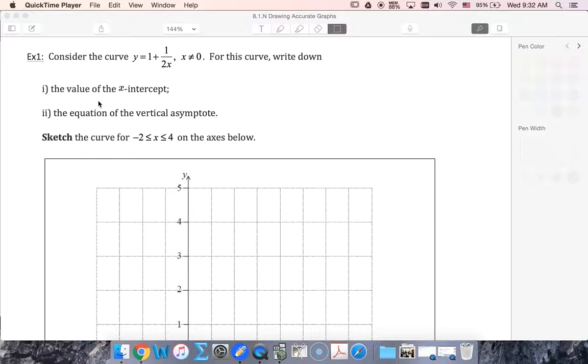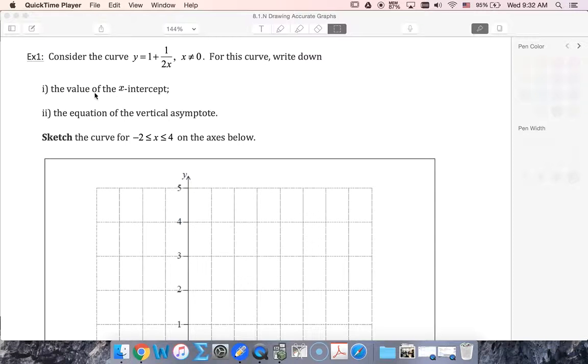All right, we've got the curve y equals 1 plus 1 over 2x, where x cannot be 0. So thinking about this, if x were 0, I would get 1 over 2 times 0, which would mean dividing by 0. So this is my domain here, that x is not equal to 0. So let's come down and look at our questions.